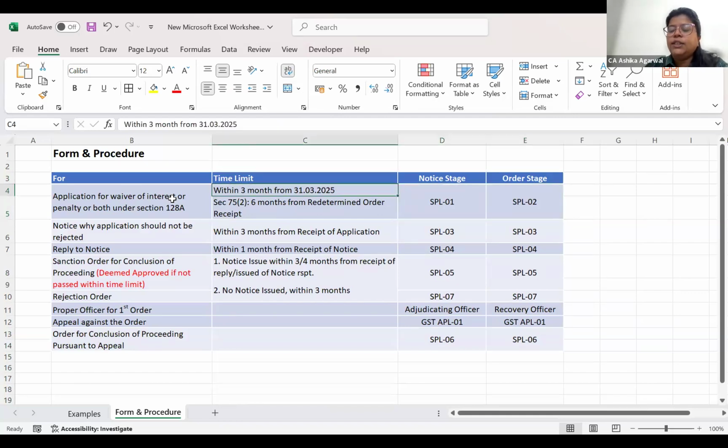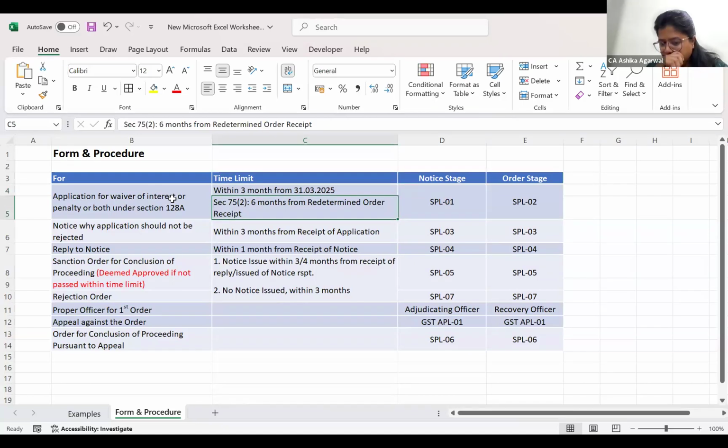And the application needs to be made within 3 months from 31st March 2025, because 31st March 2025 has been given as the cutoff date to make payment of taxes. So they are saying that before March 2025, you have to pay the tax payable for which you are going for the scheme. And after that, they have given us a 3 month time limit to file the application.